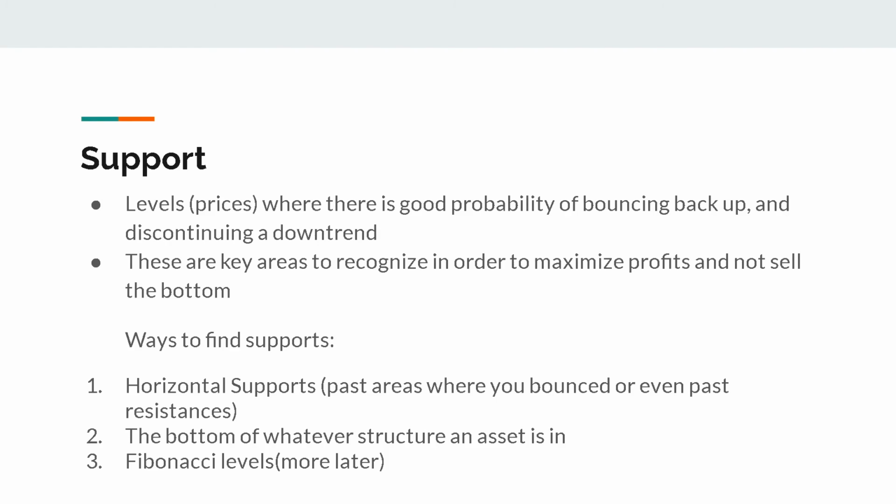Now, how can you identify these support levels? One way is through horizontal supports, which is basically past areas where you keep on bouncing off of a certain price, or it could even be a past resistance, which is called a support resistance flip. And we're going to be going into resistances next. Another way you can identify these is the bottom of whatever structure an asset is in. You're going to get a little bit more knowledge on this when we go over the charting video. And then another more advanced way to identify it is through Fibonacci, which will be much later in the course.